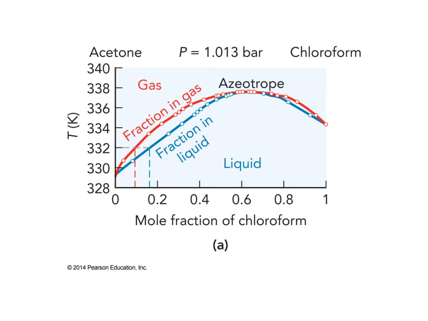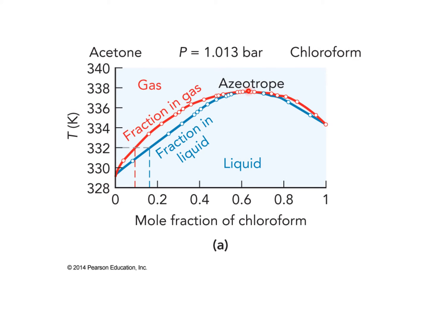For this non-ideal mixture, there is a composition around 0.6 where the mole fraction in the gas phase is equal to the mole fraction in the liquid phase. At this composition, the interactions between acetone and chloroform are maximized, giving the highest boiling point for all the mixtures that we can make. This composition, where the vapor and the liquid have the same composition, is called the azeotrope composition.